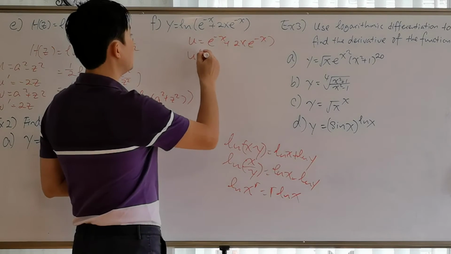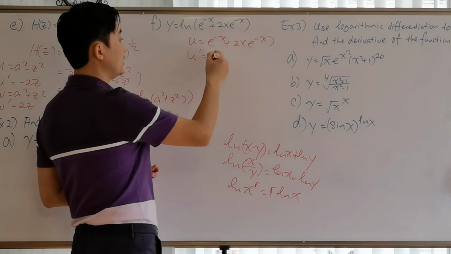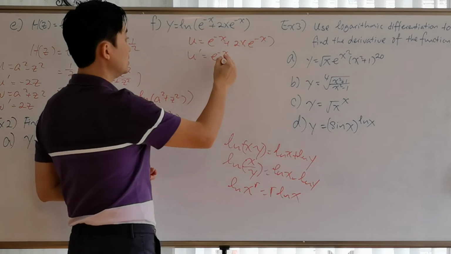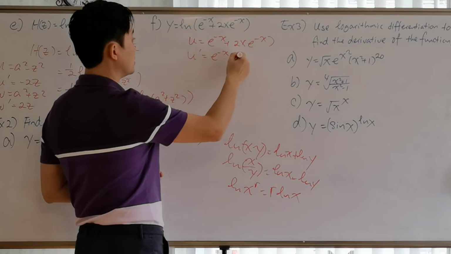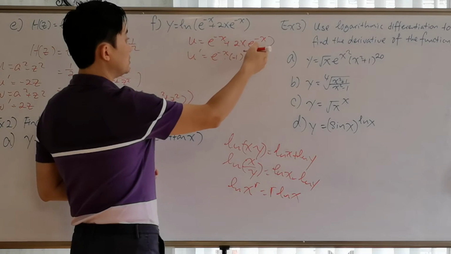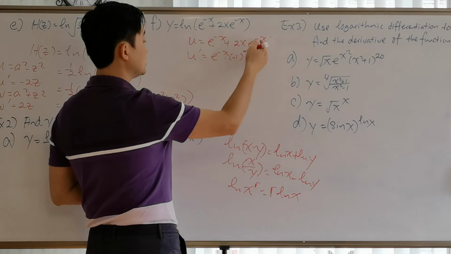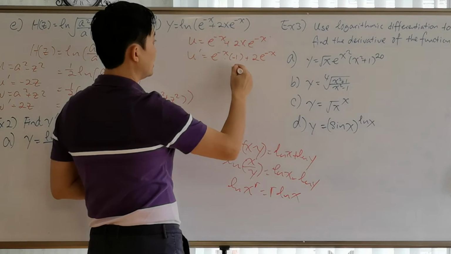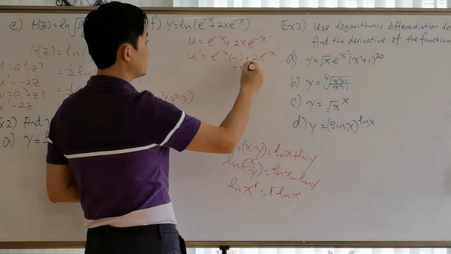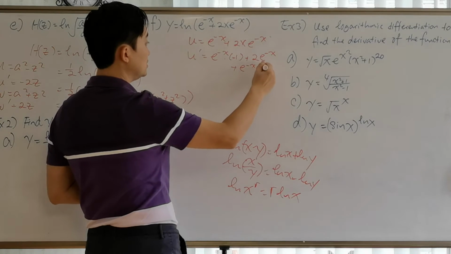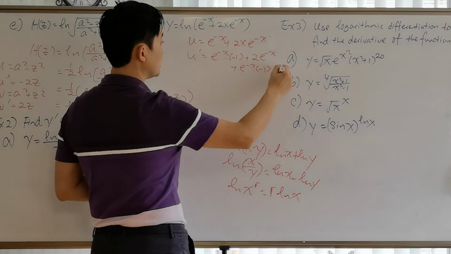So u prime would be the derivative of e to the power negative x, the same function, times the derivative of negative x, negative 1. And then this one using the product rule: derivative of 2x, 2, times the second function. And then the derivative of e to the power negative x, e to the power negative x times negative 1, chain rule. And then times 2x.